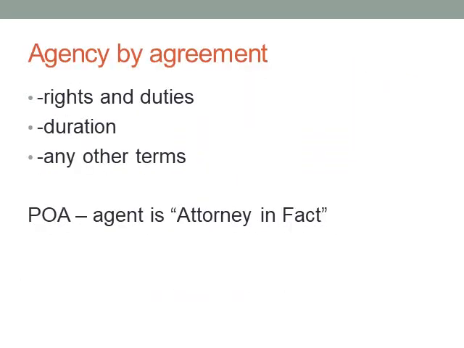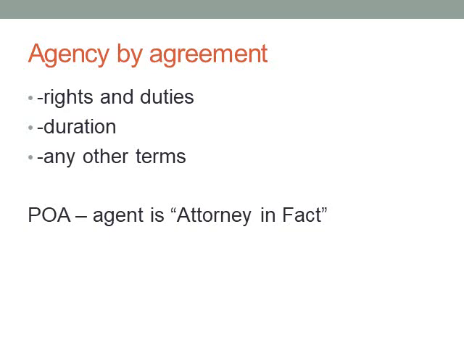So let's talk about agency by agreement. This is the most common agreement. It basically states the rights and duties of the principal and agent, the duration, or how long the agency is going to last, and any other agreements made between the two parties. Like I said, it doesn't have to be in writing, except for those two exceptions, but it's a good idea to have it in writing.